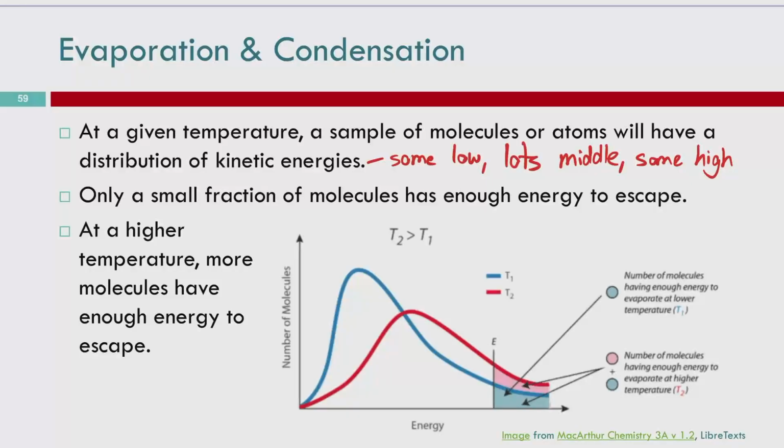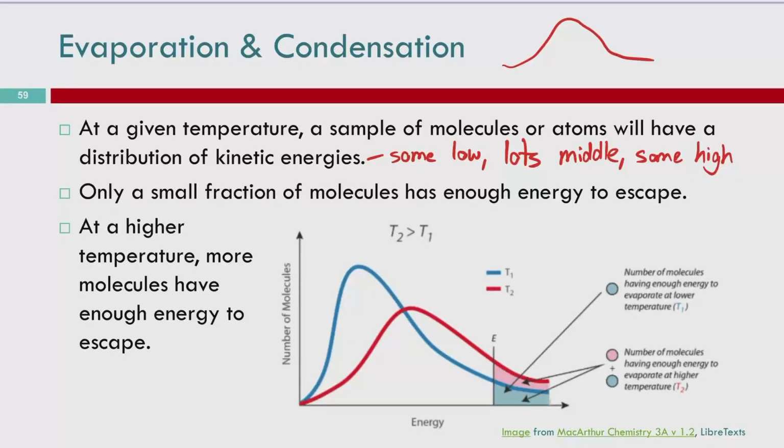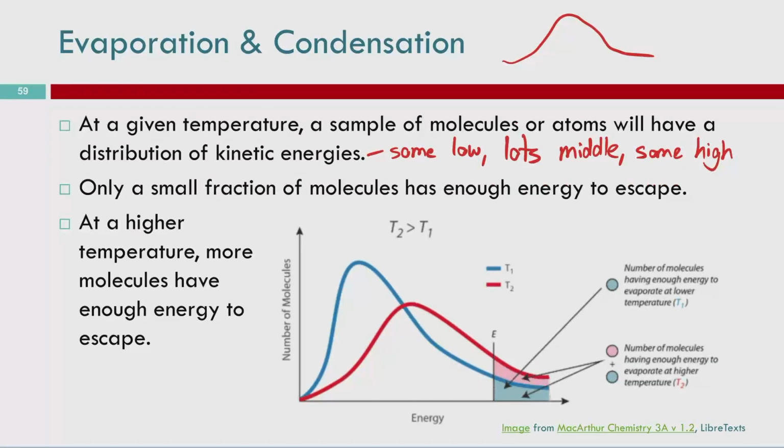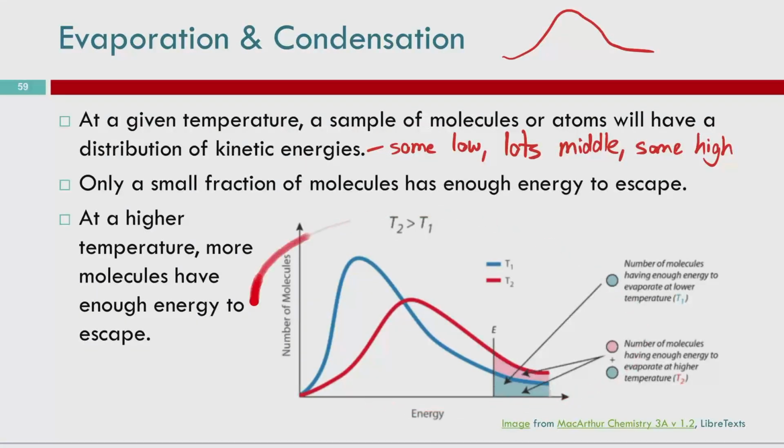If you're familiar with distributions, if you've taken a stats class, you've seen the normal distribution, that's sort of what we've got going on here. It's not quite normal. It's usually a little skewed one way or the other. Lots of molecules are going to be in the middle. Some molecules will be low energy. Some molecules will be high energy. And the amount of energy that they need to escape just depends. But generally, we can reference this graph.